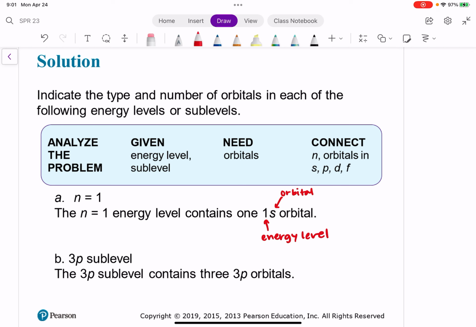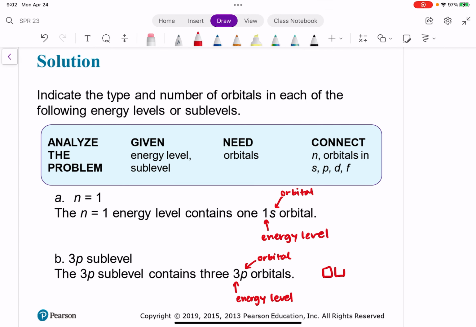All right, and then our 3p sublevel contains 3p orbitals, right? Why is there 3 here? What energy level are we? Yeah, we're 3, energy level 3. And then we have 3 of those p orbitals. So the type of orbital is a p orbital.